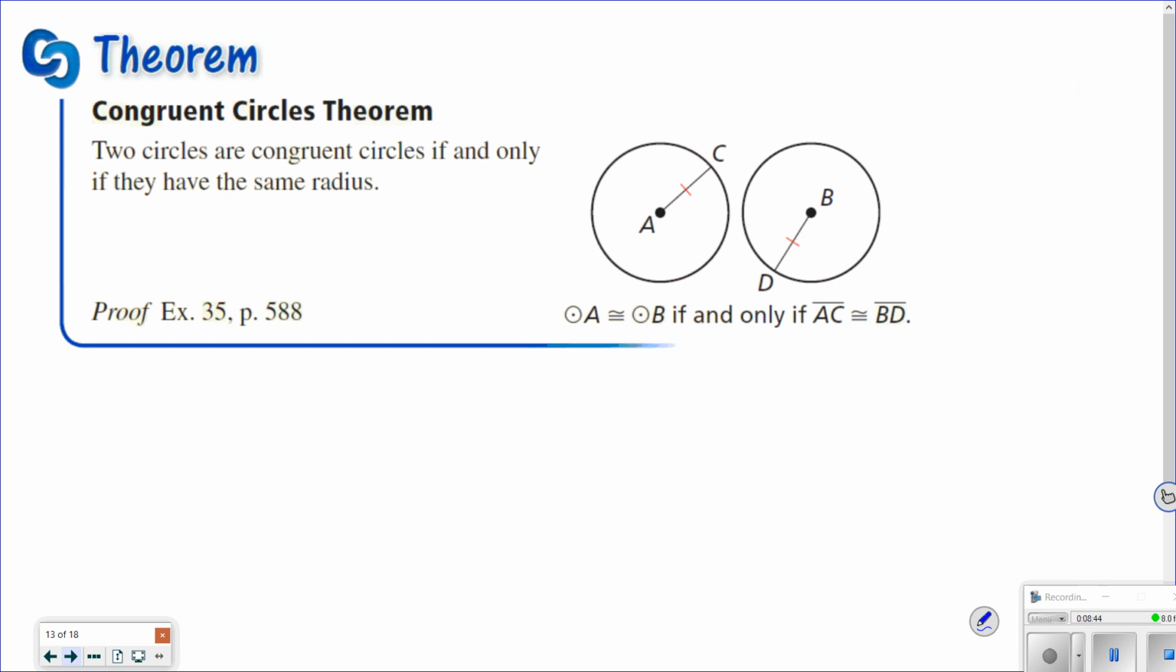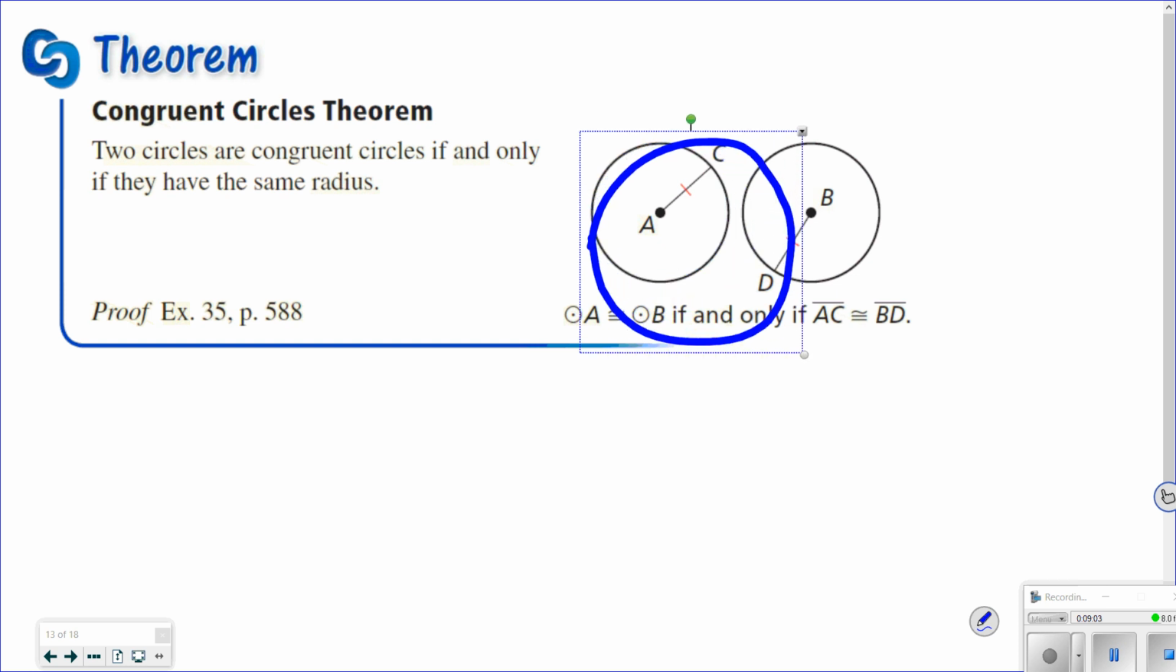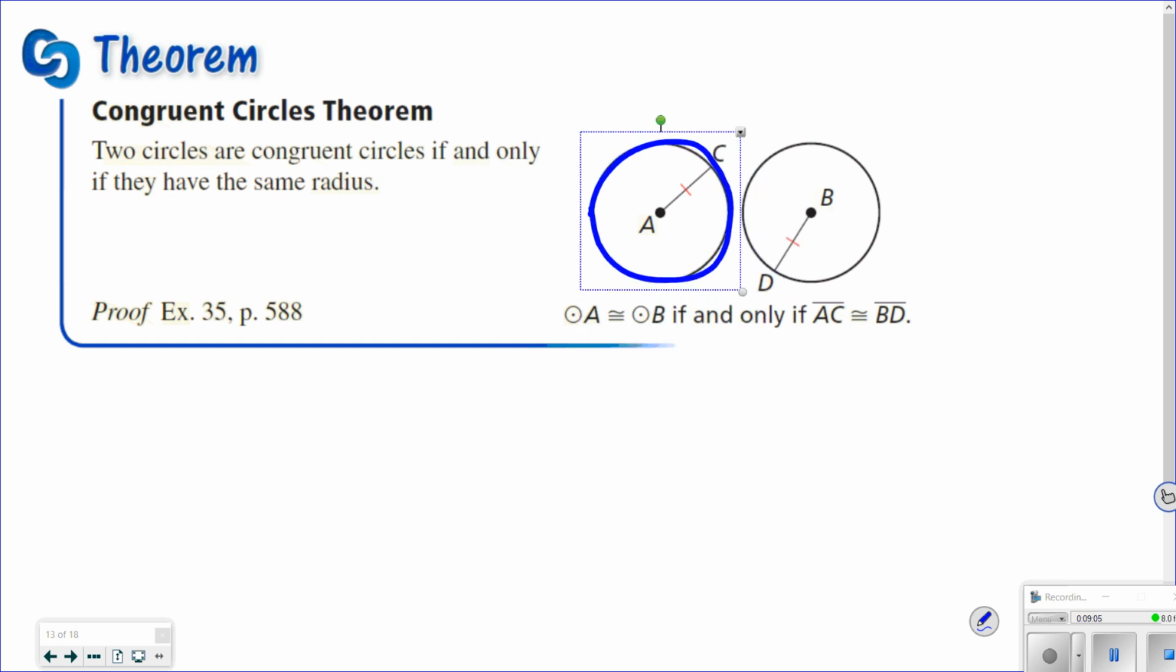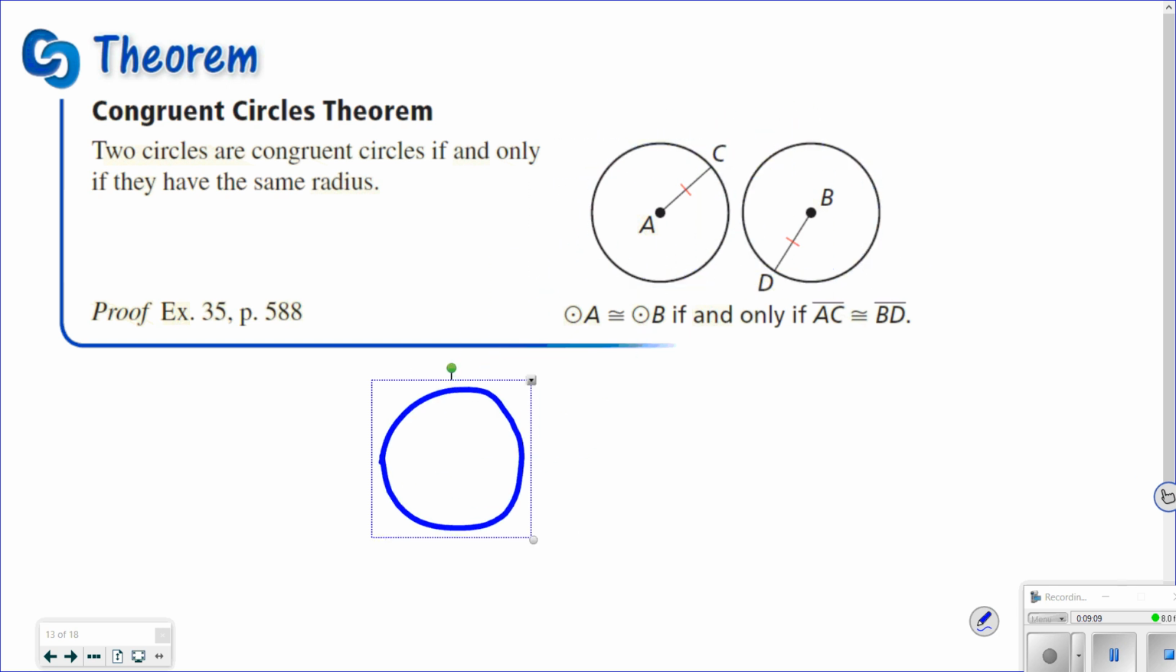Here's our next theorem. This one says two circles are congruent if and only if they have the same radius. So hopefully that kind of makes sense. If I were to take that circle and enlarge it, the radius gets bigger. So the only way two circles can be congruent, they're the same, is if they have exactly the same radius.